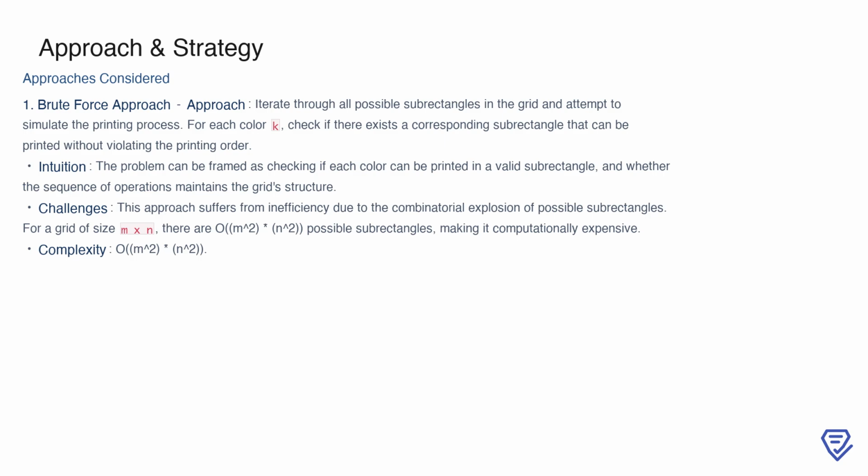However, this approach faces significant challenges. The number of possible subrectangles grows combinatorially as the grid size increases, leading to inefficiency. Specifically, for a grid of size m x n, there are m squared times n squared possible subrectangles, resulting in a computational complexity that makes this method impractical for larger grids. This inefficiency arises from the sheer volume of combinations that need to be considered.